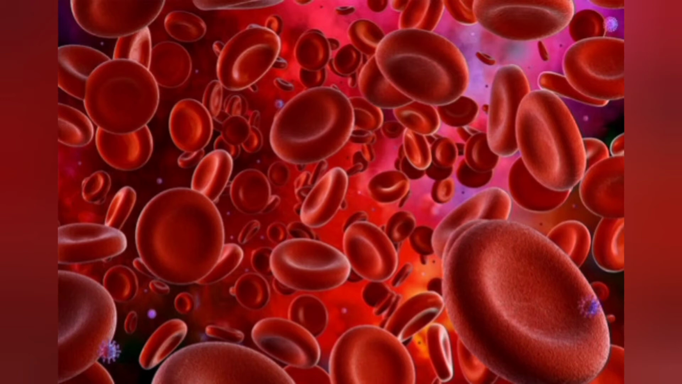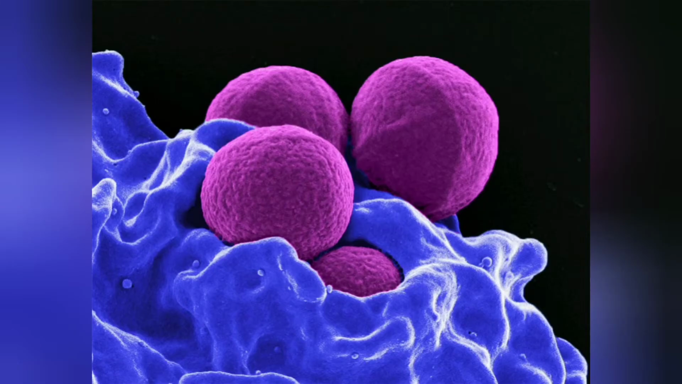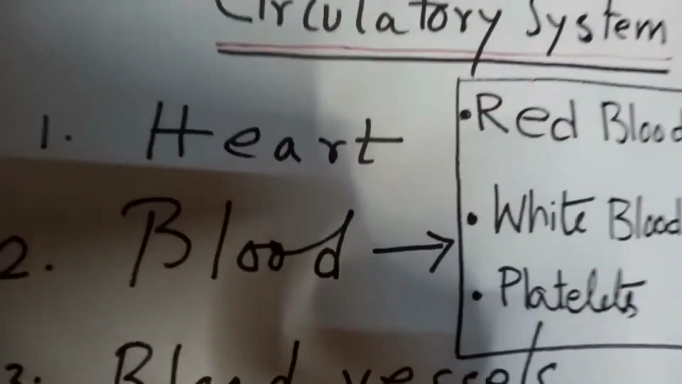The second component of the circulatory system is the blood. Blood is a red-colored fluid which flows inside the blood vessels. It consists of a liquid part and a number of cells of different kinds which are present in the liquid. There are three types of cells present in the blood: red blood cells, white blood cells and platelets.